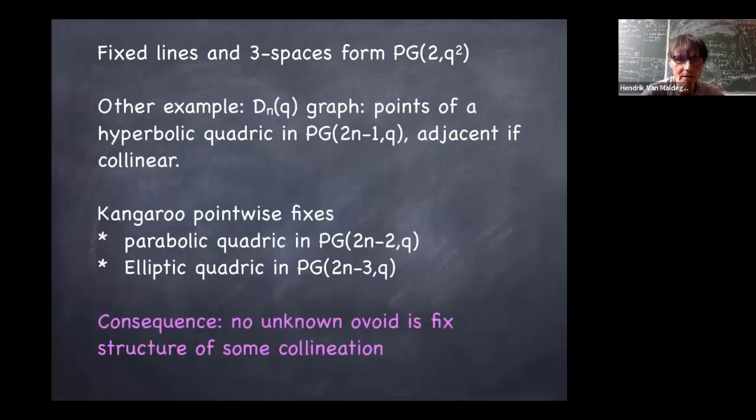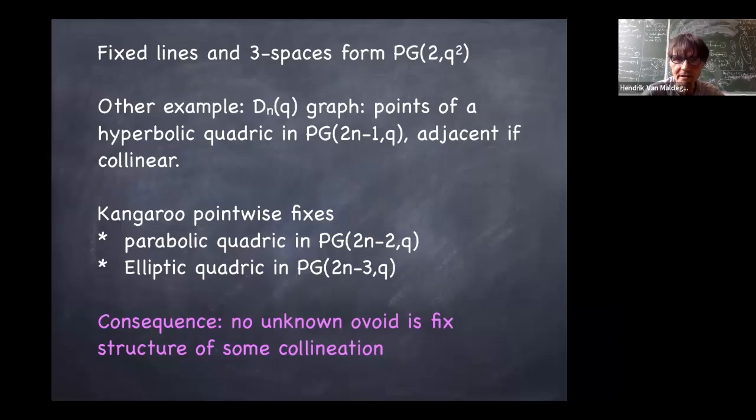So there is another example, perhaps. Well, I have time to do the other example. So you have the D(n,q) graph, so the points of a hyperbolic quadric, and they are adjacent if they are collinear. So that's one of the standard examples of a rank 3 graph, the points of a polar space. And we take here a hyperbolic quadric, the easiest quadric that you can imagine, in fact. What you can prove here, I will not give the proof here, is that the kangaroo pointwise fixes either a parabolic quadric in 1 dimension lower or an elliptic quadric in 2 dimensions lower. And that's all that you can have. That's all what the kangaroo can do.